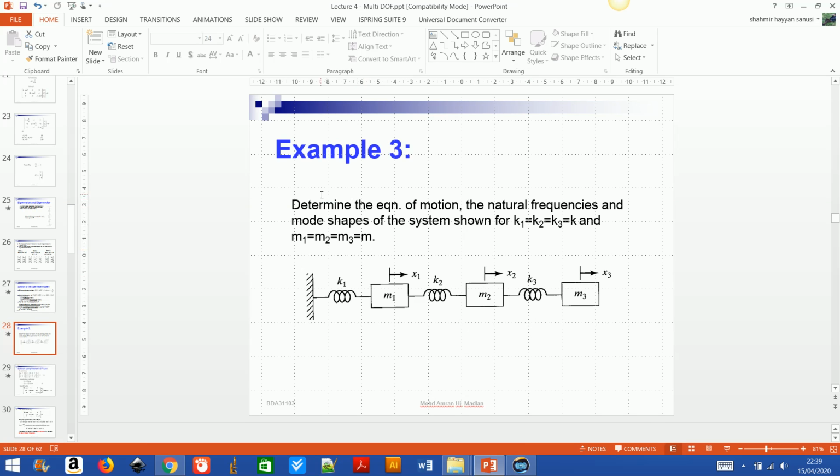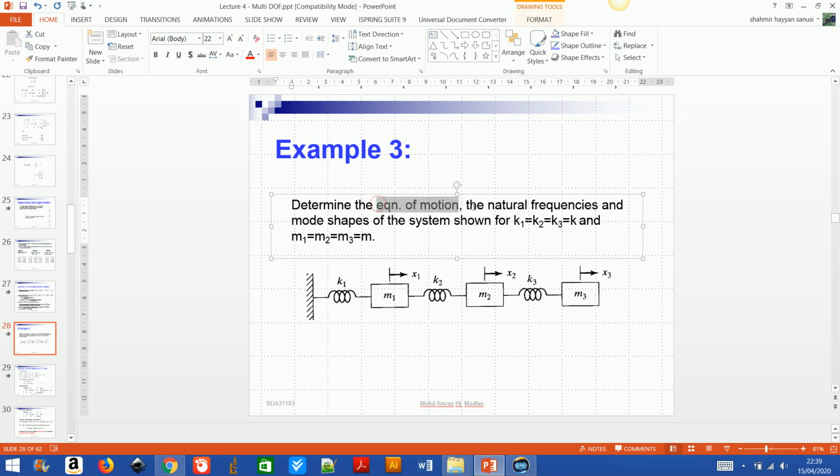The example asks us to determine the equation of motion, the natural frequencies, and mode shape of the system. And given that k1 equals k2 equals k3 equals k, and m1, m2, m3 equals m. So how are we going to solve this? First, we're going to construct the equation of motion.